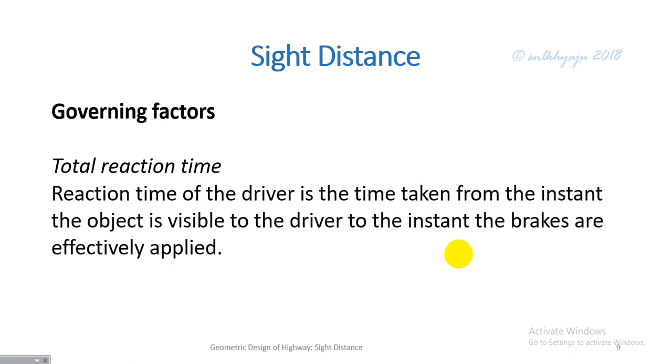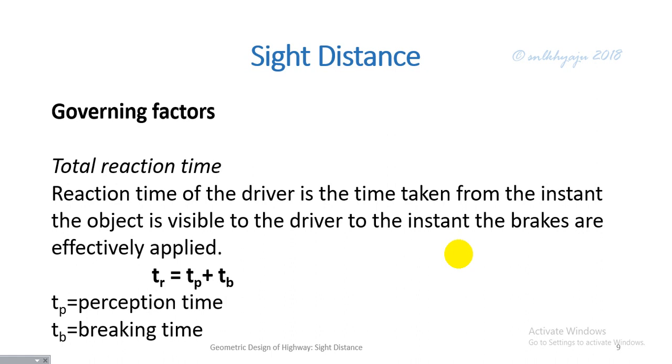Total reaction time of a driver is the time taken from the instant the object is visible to the driver to the instant the brakes are effectively applied. That is, TR equals TP plus TB, where TP is the perception time and TB is the braking time.